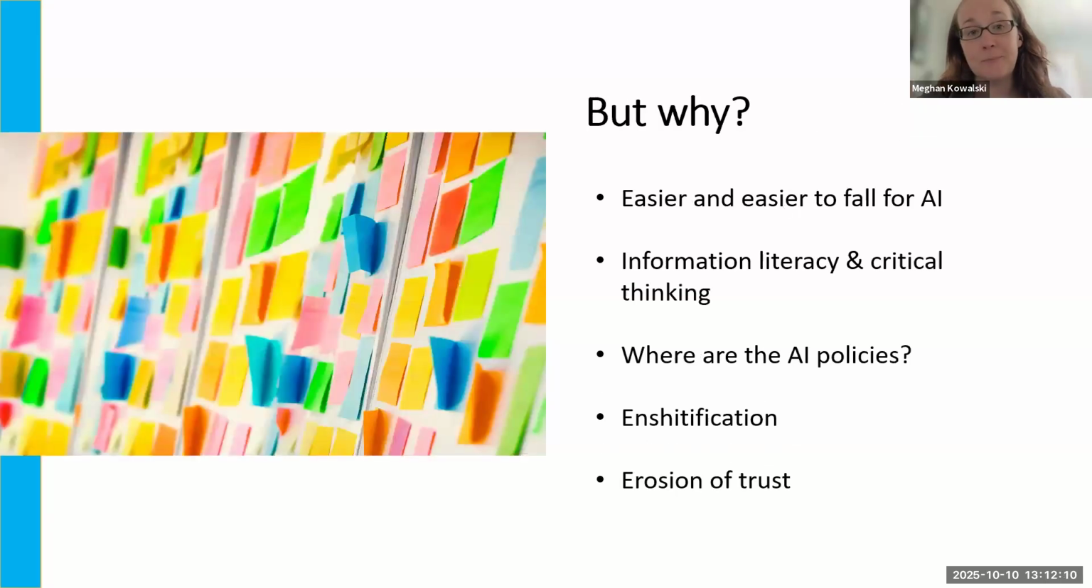But why does this matter? Well, it's easier and easier every day to fall for AI. Messaging and scams, a lot of those are started with AI. And that's why we're doing a session later on how to not get scammed. And this means information literacy and critical thinking skills are more important than ever because you're going to need to figure out what is real.